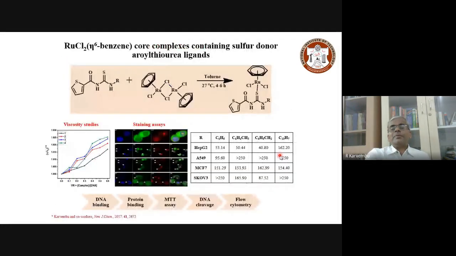Similarly, now we have prepared a ruthenium benzene complex, and those complexes have also been used against different cancer cell lines. These two cell lines we have already used, and this is a liver cancer cell line, and this is an ovarian cancer cell line. You see that here the value is 40, and this is very effective. So this complex is very effective against the liver cancer cell line, right?